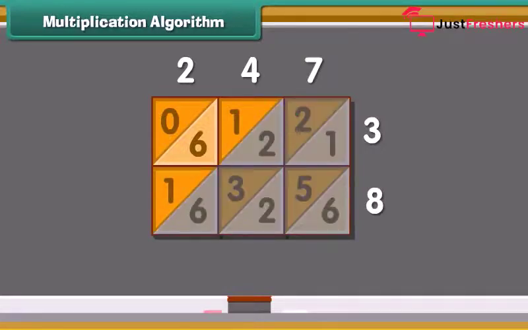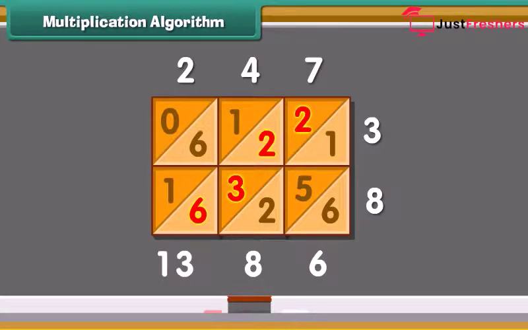Now start at the bottom and add down the diagonal strips. Write 6 as it is. 2 plus 5 plus 1 is 8. 6 plus 3 plus 2 plus 2 is 13. We get a two-digit answer, so we just write 3 below and carry 1 to the next strip. 1 plus 6 plus 1 is 8. Add 1 carry to the answer, we get 9, and 0 is 0.